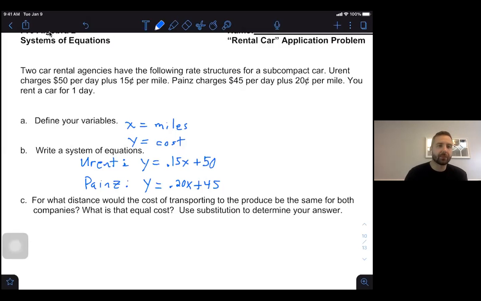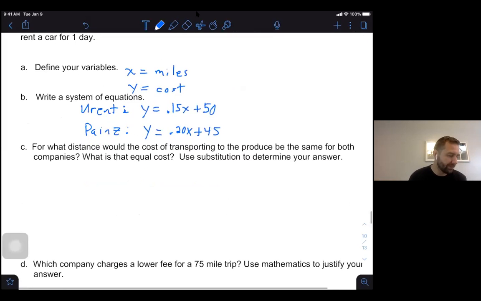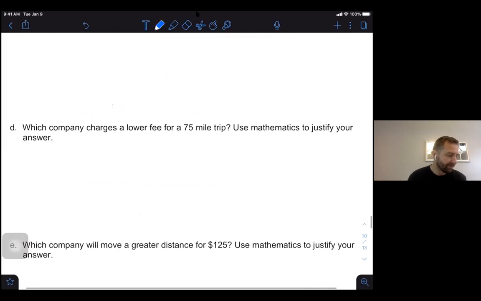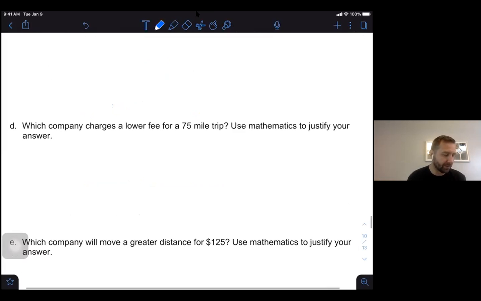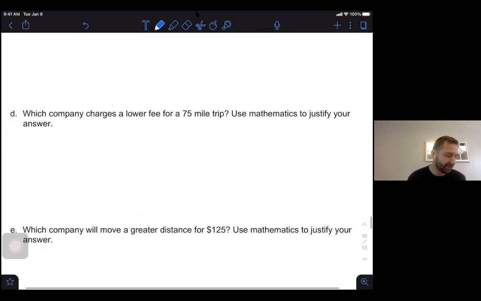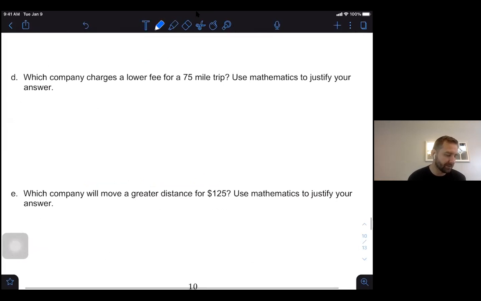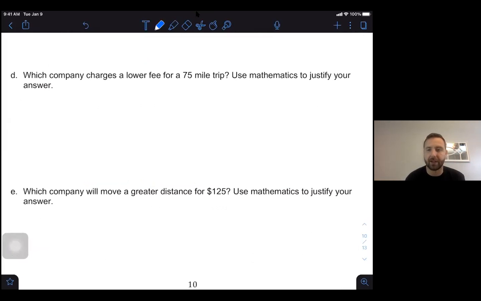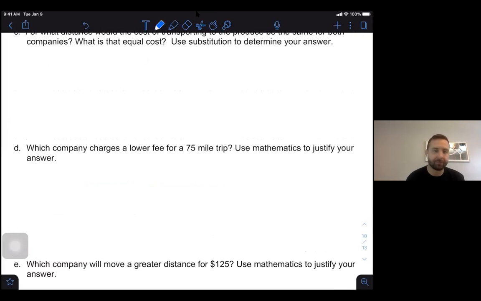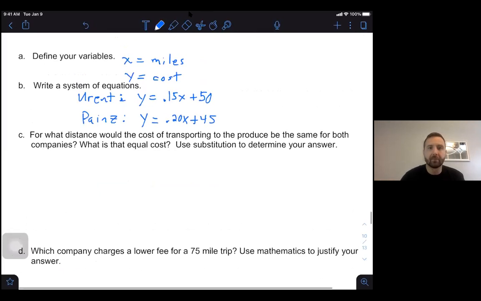Any questions on setting it up or what we're doing next? Next, you're going to set them equal to each other for part C. You're going to plug in 75 for your X value. And lastly, you're going to plug in 125 for your Y value. That's it. So that's the only problem you have for homework, and we are done.